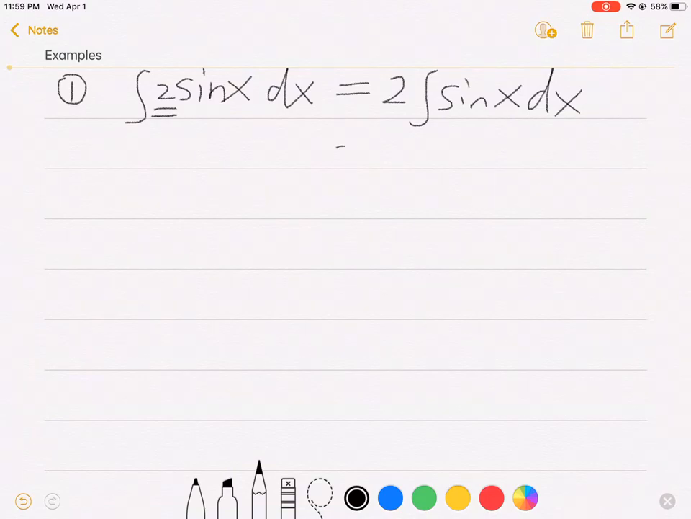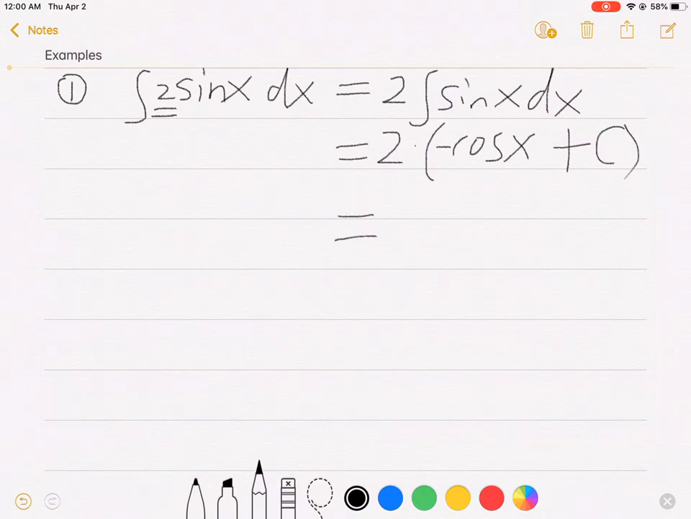Right, so it's equal to 2 times parentheses, which is the integral of sine. Integral of sine equals what? Whose derivative equals sine? Negative cosine, right? So we have the basic rules. Then don't forget plus constant c. Then it's equal to, we distribute 2, so you have negative 2 times cosine x plus 2 times c.